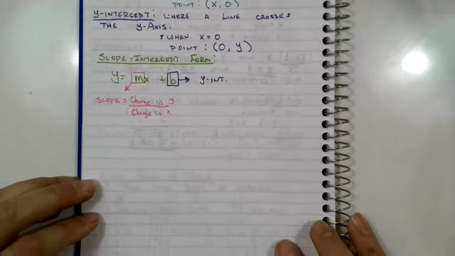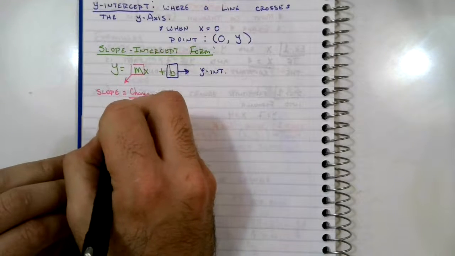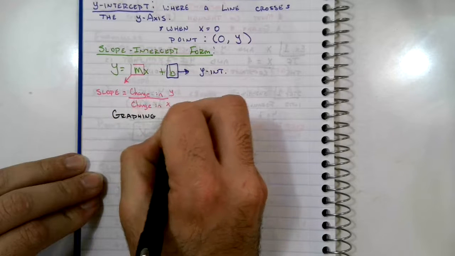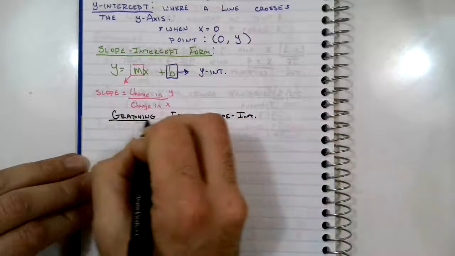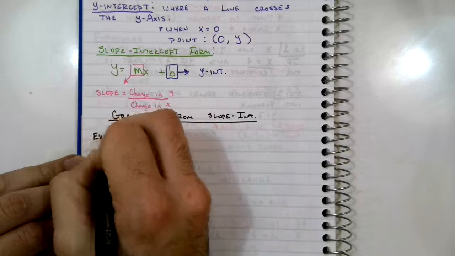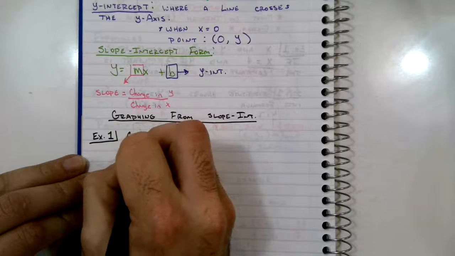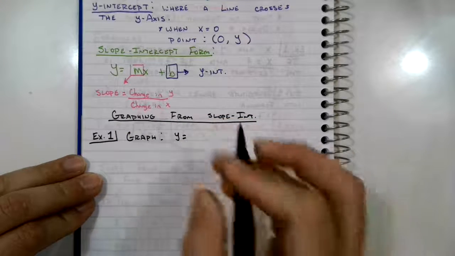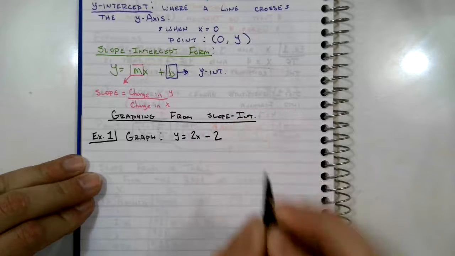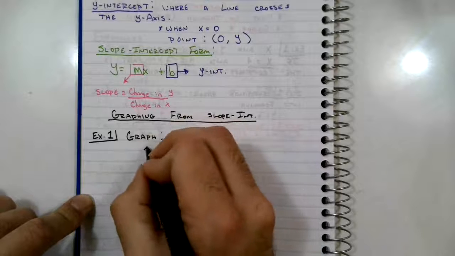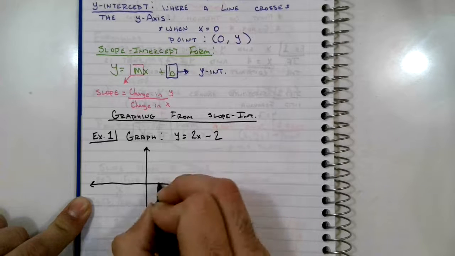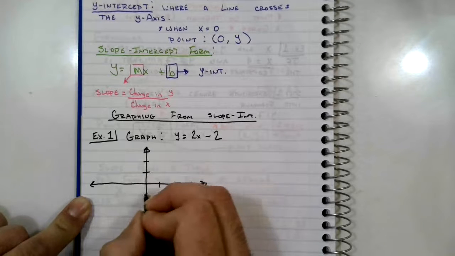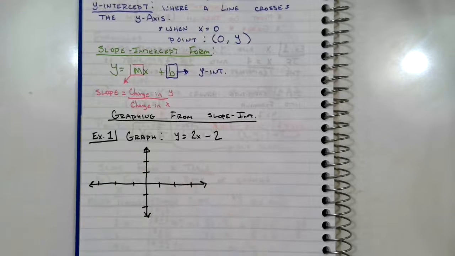We're going to sketch some graphs. So, graphing from slope-intercept. We're going to graph y equals 2x minus 2. So we're going to sketch a little graph here. And I'll give you guys a second to sketch that.